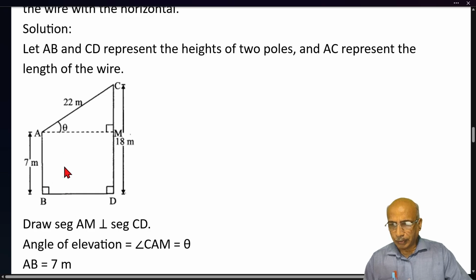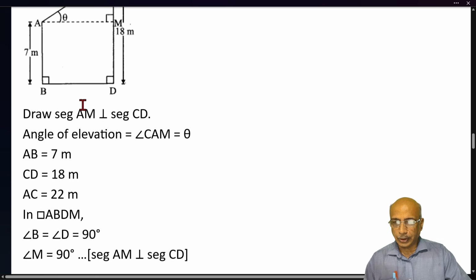So this is 7 meter, so this will also be 7 meter. So MD will be 7 meter. So CM will be 18 minus 7 equals 11 meter. And then here we will not make use of tan theta. Here we are going to use sin theta, because it is opposite side upon hypotenuse. So we'll solve the problem.